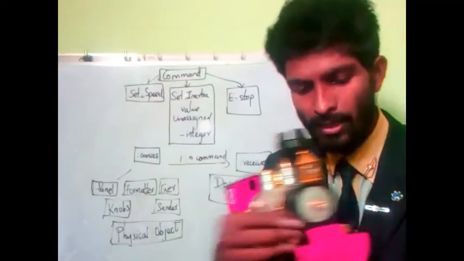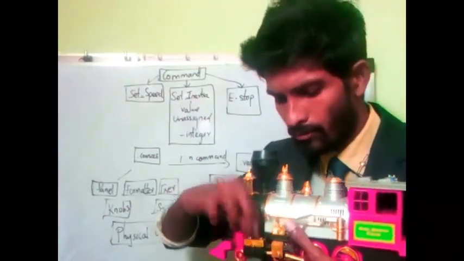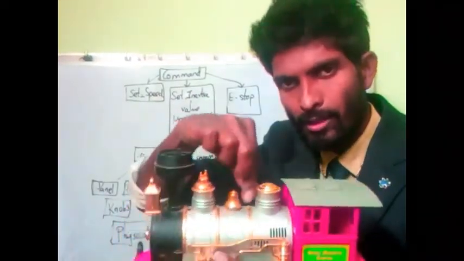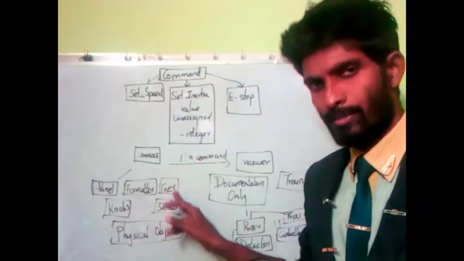And you go for knobs. Knob means what? So here you can have the knob. You can move it up and down, and you can rotate the knob. So look here, the knob is rotating. This is called a knob. And you go for a sender. So for transmitting, there should be a sender available.